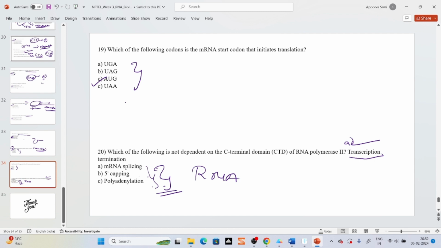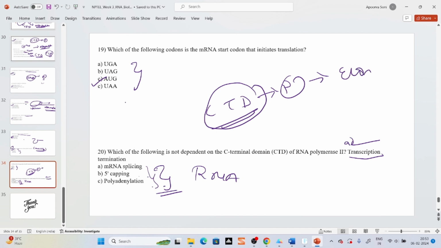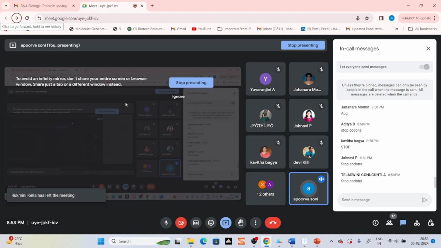Second thing is that we have also seen that the carboxyl terminal domain of the RNA polymerase has to be phosphorylated, and when it gets phosphorylated, then transcription elongation takes place. So it has no role in termination of transcription. It helps in elongation, and when the transcription is completed, it helps in the post-transcription modifications. So like this you can try to find the odd one out.